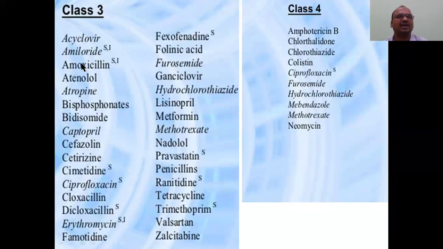See, acyclovir, a very important drug. Atropine, captopril, ciprofloxacin, a very good antibiotic. They have a permeability problem. These are the class 3 drugs. However, their solubility is good, so don't go for solubility improvement for this type of drug. For class 4 drugs, you can improve solubility, permeability, or both.